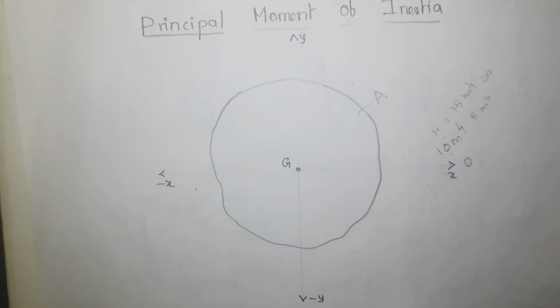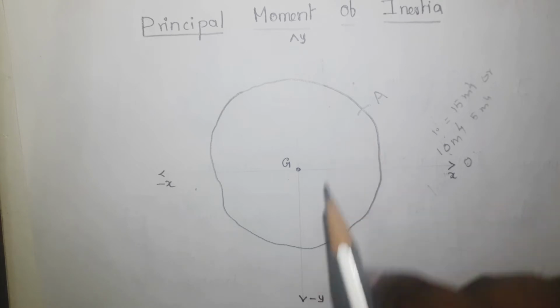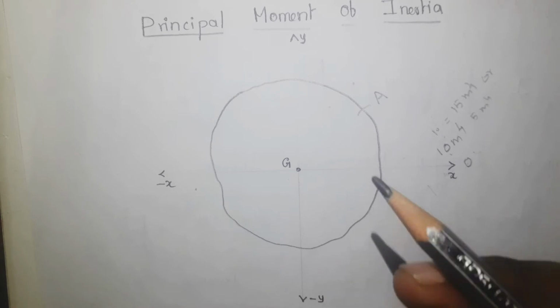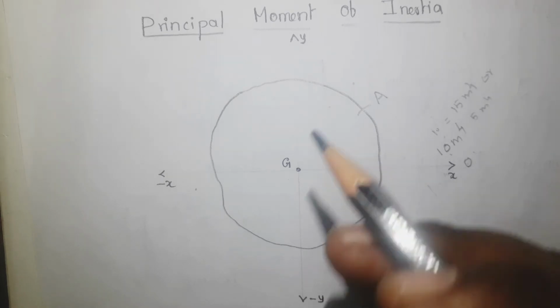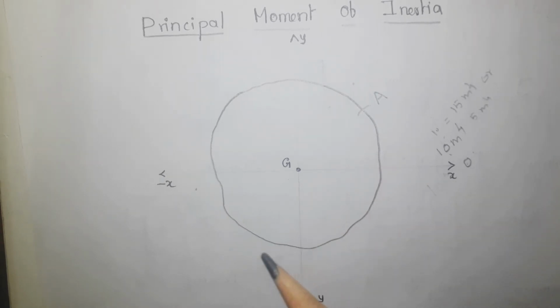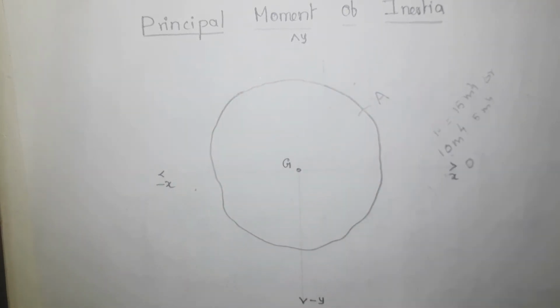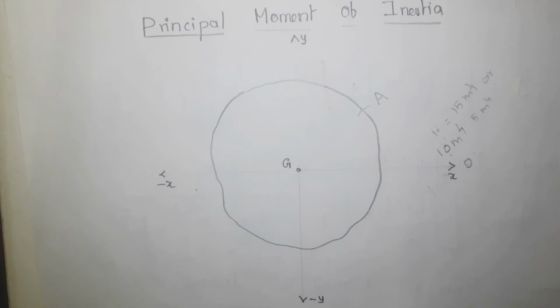Now there is an angle, let me take theta, where this orientation of the x axis and y axis will give the maximum value for the moment of inertia or the minimum value for the moment of inertia. So that maximum value or the minimum value is nothing but the principal moment of inertia. Okay, let us go to the definition.